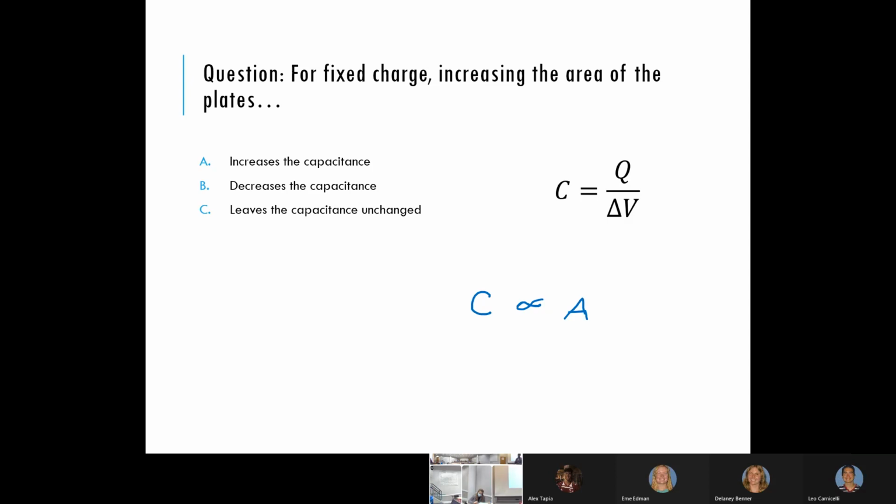Sorry, slight aside. You notice here that the units of capacitance are a coulomb per volt. So I'll put the units in parentheses here. You could go further than that. A volt is a joule per coulomb, so you could say it's a coulomb squared per joule, which isn't particularly insightful.